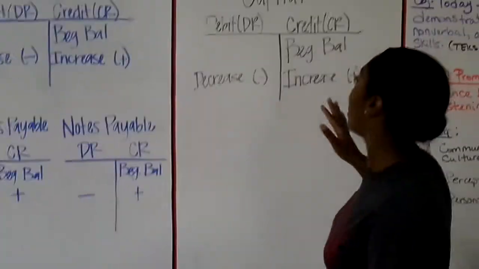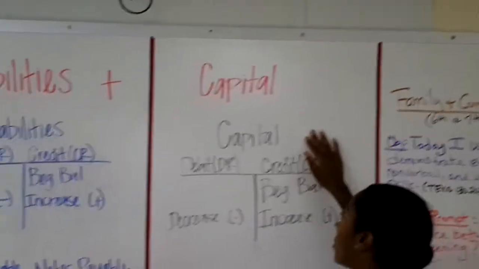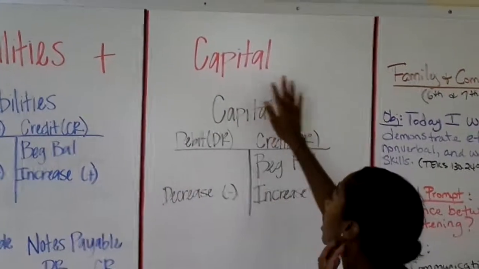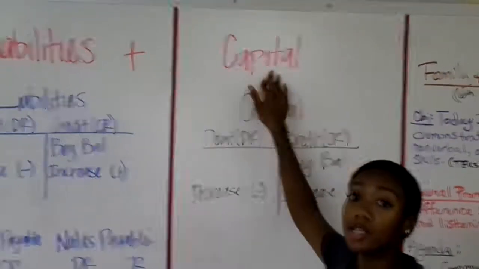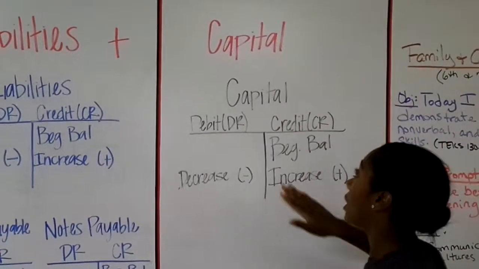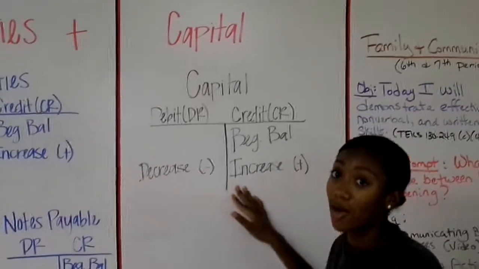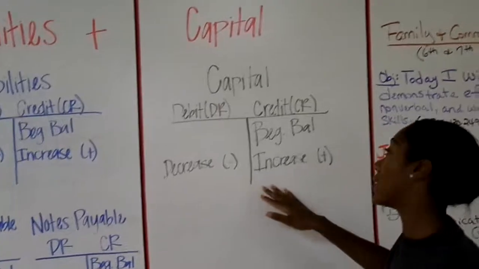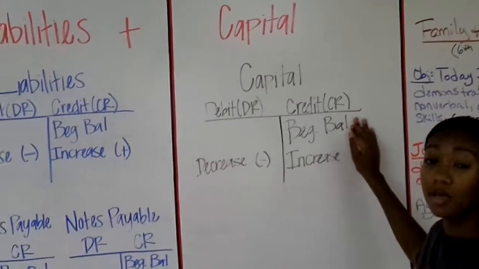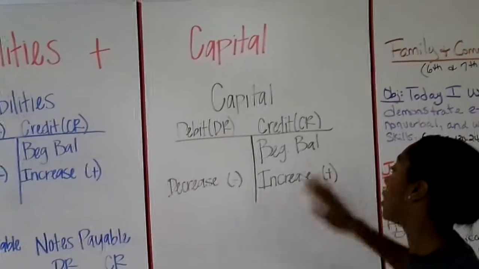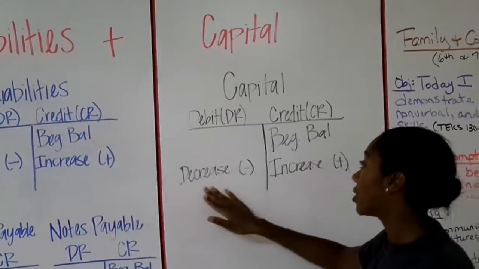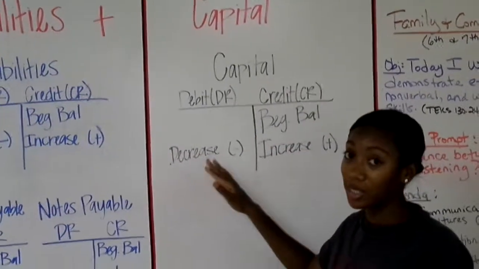Now the last part of the accounting equation is capital. Capital is going to be the same as liabilities because when you look at the equation, capital is also on the right side of the equal sign, so that means any increase to capital will also be on the credit side of the T account. So the beginning balance for capital would be on the credit side, any increase to capital would be on the credit side, and any decrease to capital would be on the debit side.